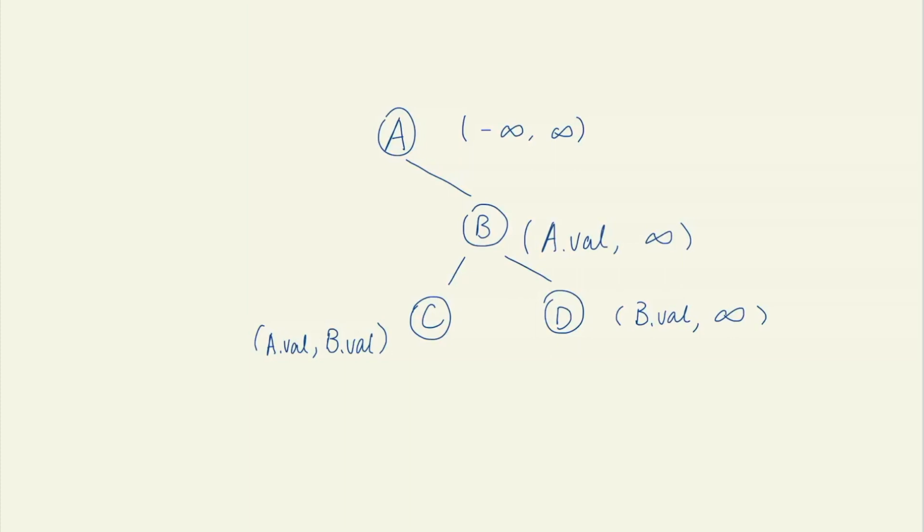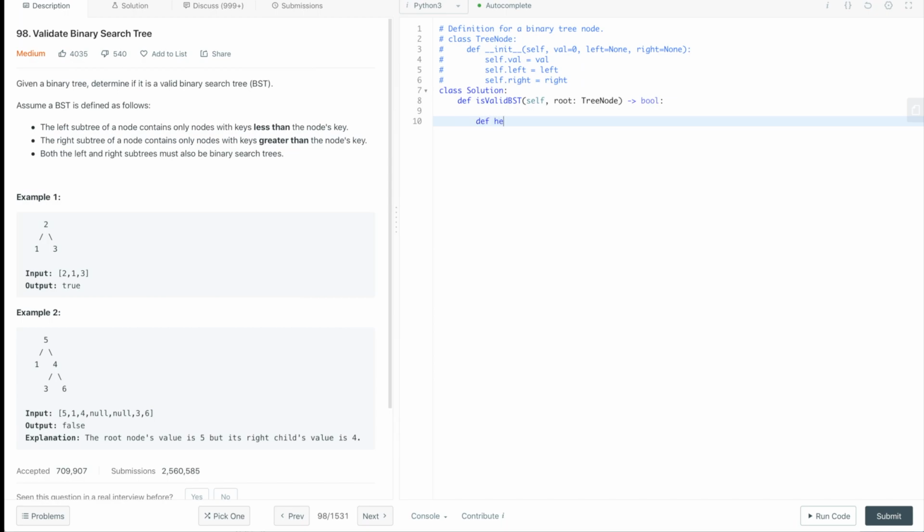Now that we have figured out how to update the lower and upper limits of each node, we should be able to write the recursion. Let's call it the helper method. For the helper method, we're going to take in a root, which is a node, and the lower bound and the upper bound. So the first thing that we need to check is whether the root value is in the lower bound and the upper bound.